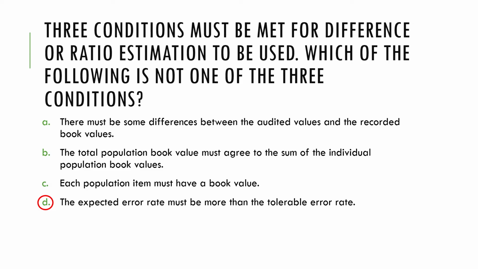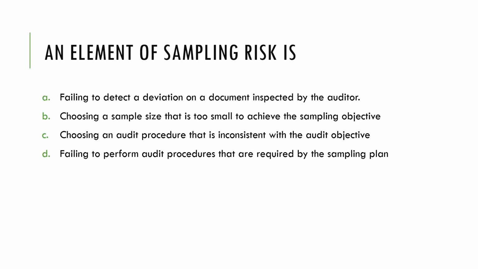So in that case, the auditor may consider performing 100% testing, okay, in order to give the auditor sufficient and appropriate evidence. So ideally, we perform sampling and of course the related projection if the tolerable rate is greater than what you expect, because then it would make sense for you to do sampling, right? Okay, so in this case, letter D is not one of the three conditions.